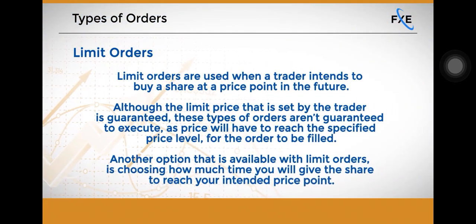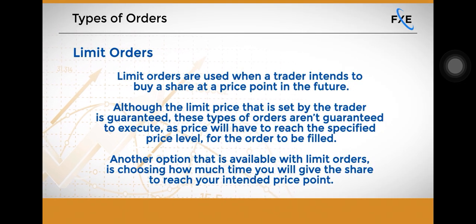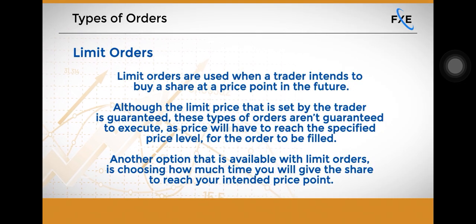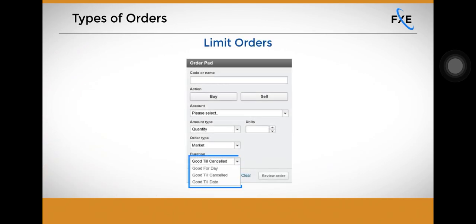Although the limit price that is set by the trader is guaranteed, these types of orders aren't guaranteed to execute, as price will have to reach the specified price level for the order to be filled. Another option that is available with limit orders is choosing how much time you will give the share to reach the intended price point. The three available time periods are good for a day, good till cancelled, and good till a particular date. You can find these options on the order pad under the subheading duration.